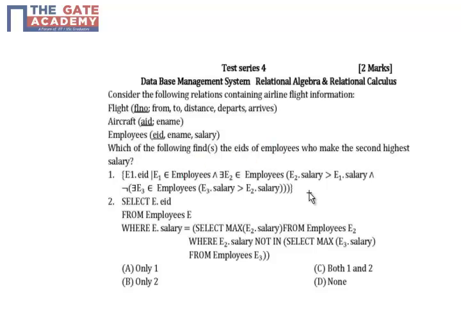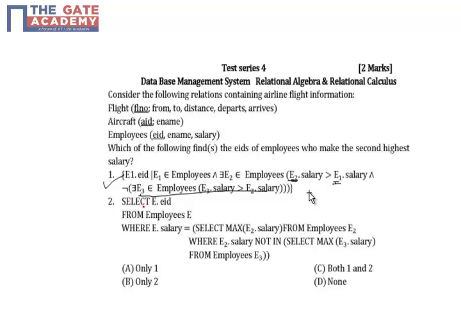second highest salary. The first query returns employee IDs of employee E1 such that there exists employee E2 in employees where E2's salary is greater than E1's, and there doesn't exist employee E3 such that E3's salary is greater than E2's. The last part makes sure that E2 is the highest salaried employee, and since E2's salary is greater than E1's, that makes E1 the second highest salaried employee, and we are returning employee IDs of such employees. Hence the first query is right.